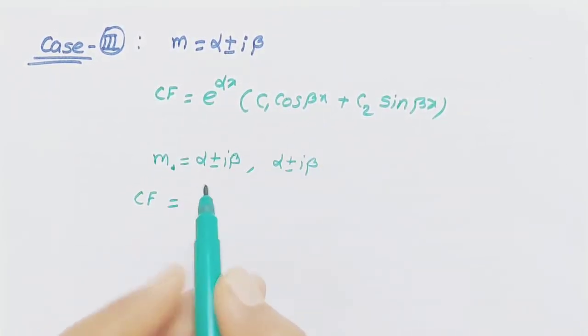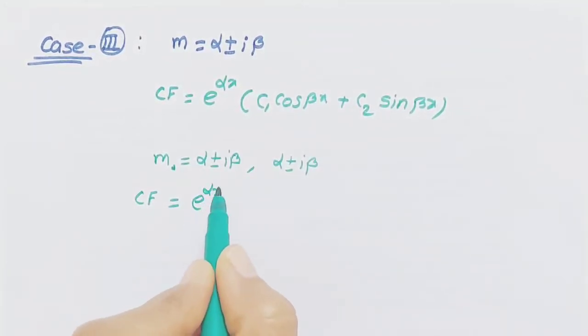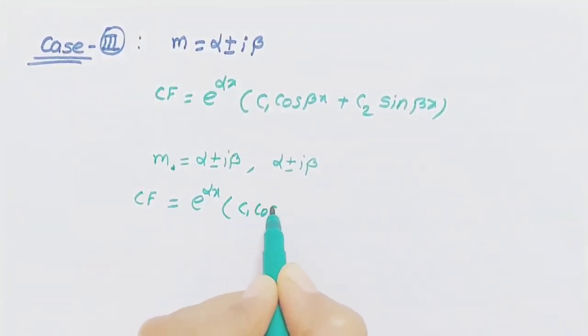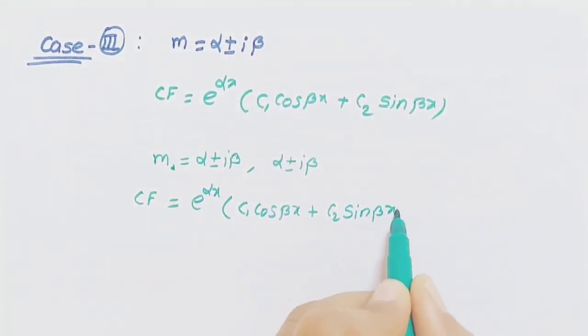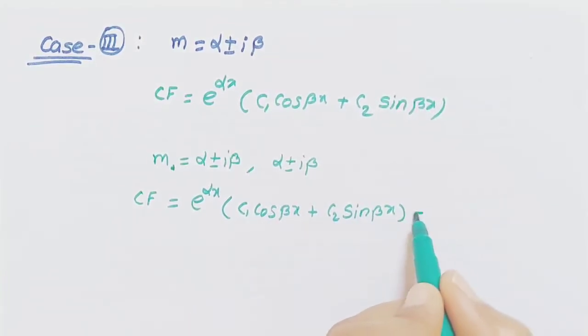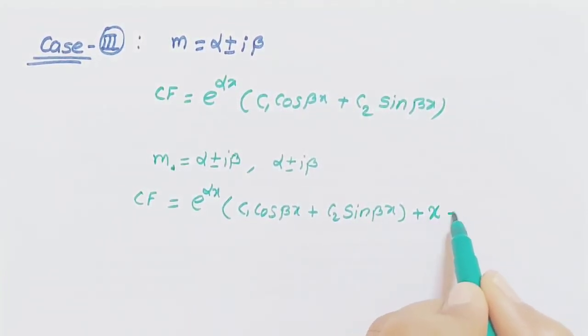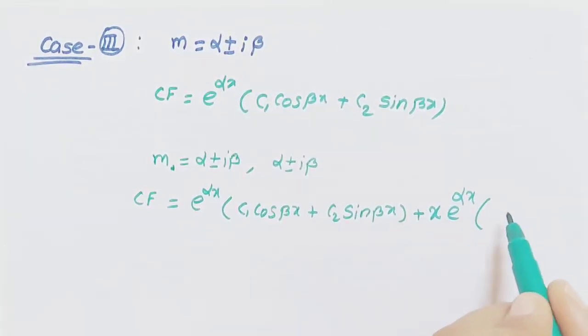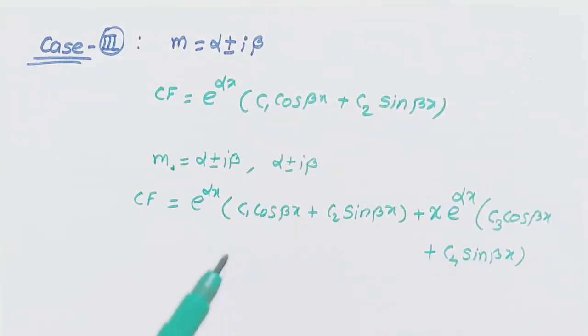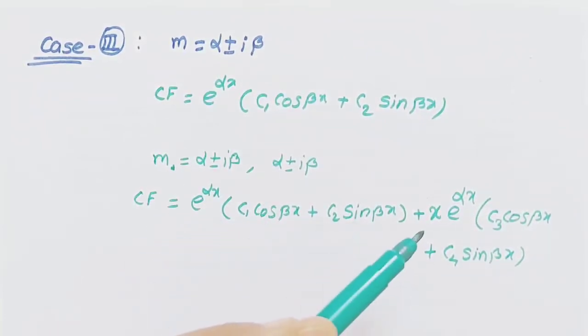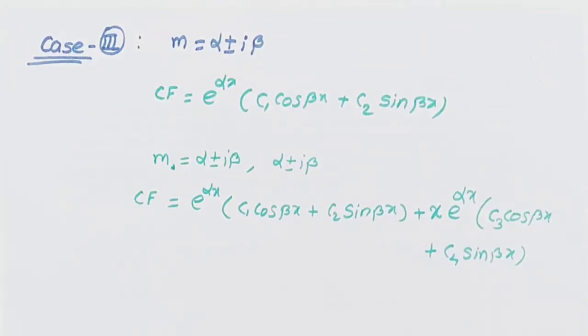We have to write for the first 2 roots, e raised to power alpha x in bracket c1 cos beta x plus c2 sin beta x. Now again this is repeated, so for repetition we just have to multiply by x: e raised to power alpha x, and here c3 cos beta x plus c4 sin beta x. So even if the roots are imaginary there is no problem, for repetition we apply the same case as we did here. Now we discuss the 4th case.